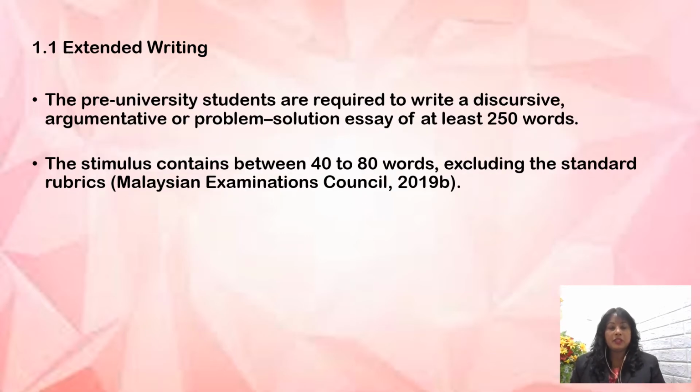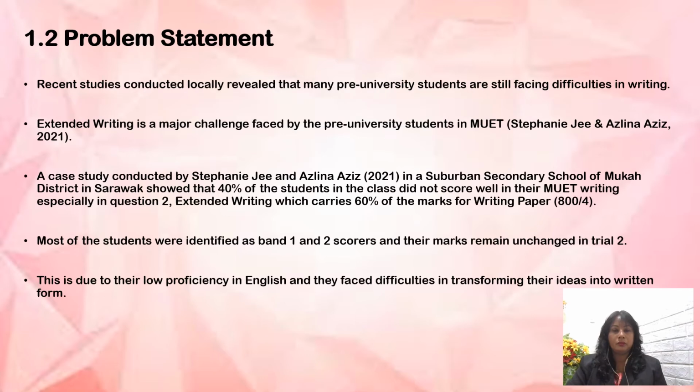The pre-university students are required to write a discursive, argumentative, or problem solution essay of at least 250 words for extended writing. The stimulus contains between 40 to 80 words excluding the standard rubric. Recent studies conducted locally reveal that many pre-university students are still facing difficulties in writing. Extended writing is a major challenge faced by the pre-university students in MUET.